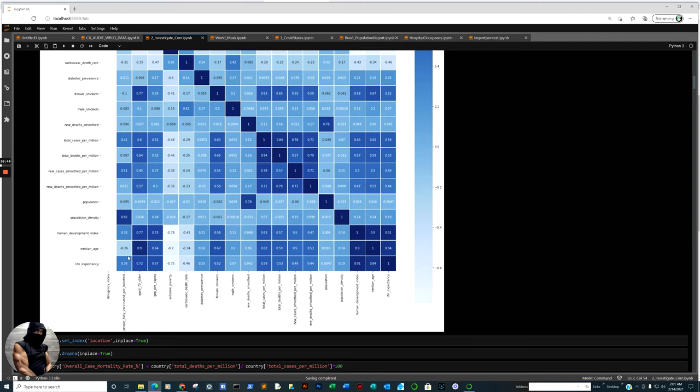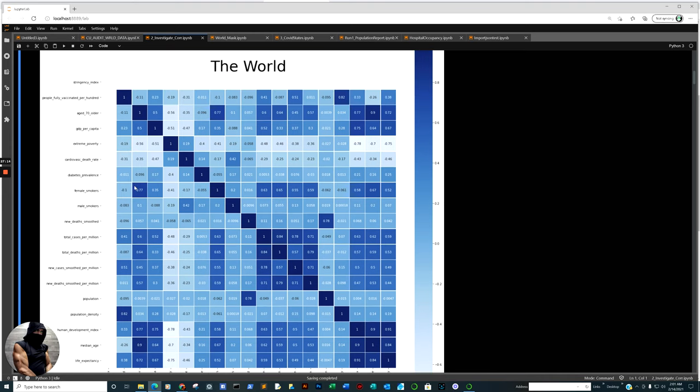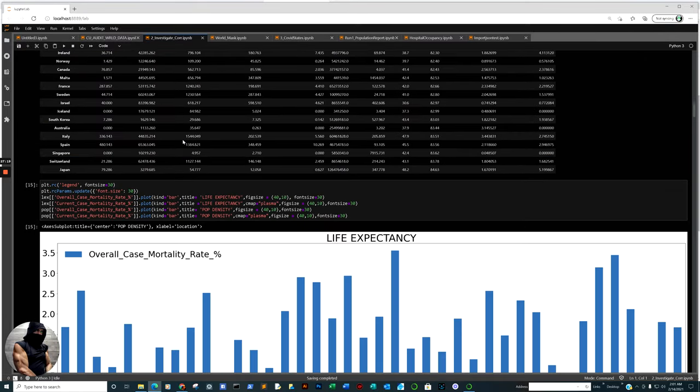Life expectancy, median age, human development index, interesting. No, population density. So people fully vaccinated per 100 seems to correlate with population density pretty strongly. But population as a whole, not necessarily. I'm just looking at this for the first time, as with you. Total deaths per million, not correlated yet. Remember, you need to have a 0.7, negative or positive, either way. So nothing really, obviously, it's too early to show. So let's keep on going down.